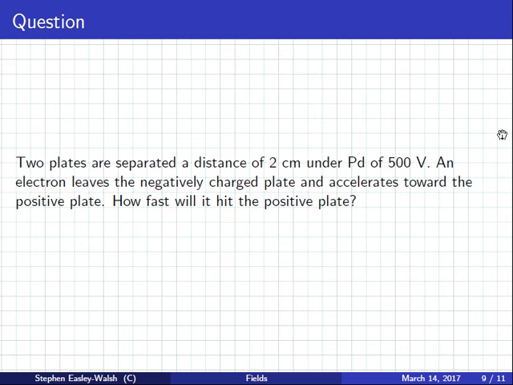Right. Here is one which you should be able to do because it's like a mechanics question. You have 2 plates. They're 2 centimeters apart, 500 volts. The electron leaves the negatively charged plate and accelerates towards the positive. How fast will it hit the positive plate? What should this remind you of from mechanics? What type of problem in mechanics is like this?